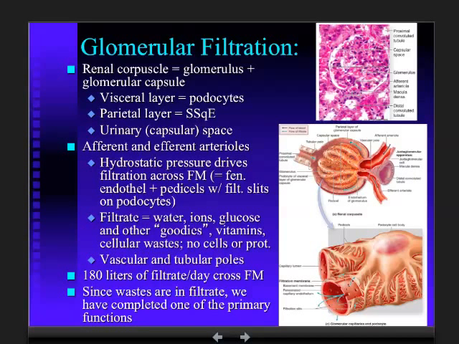And the space in between here, we can call it the urinary space if we want. Now, when the filtrate is generated here, what does it contain? I said it doesn't contain blood cells, and it doesn't contain large proteins. What does it contain? It contains water. That was easy. Ions of all sorts, right?